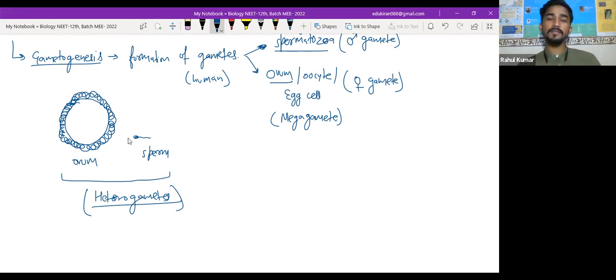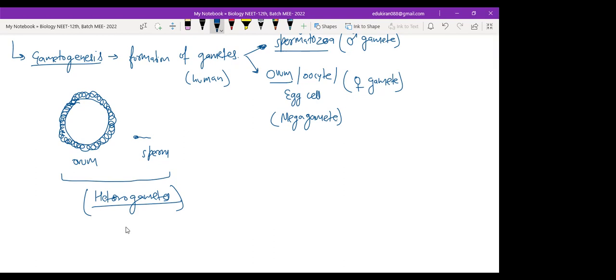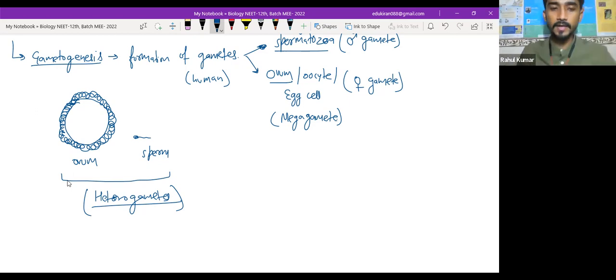In some organisms, you cannot differentiate morphologically just by looking at the gamete. You cannot tell whether that gamete is a male gamete or a female gamete. So those gametes are called homogametes. Okay, homo means same. Yes. Now write down heterogametes, and write down humans are heterogametic. Humans are heterogametic.